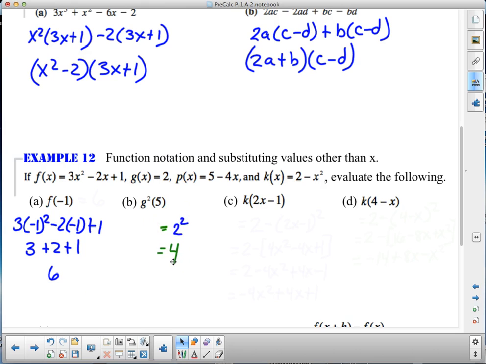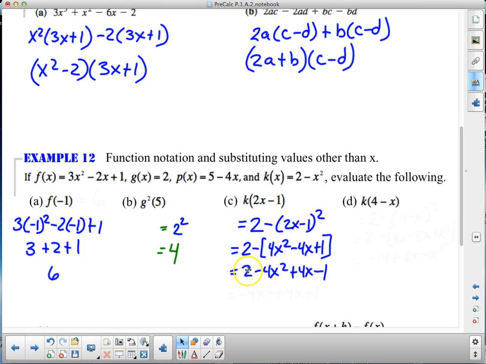Here, because it's a constant, I'm just going to square the 2, and I'm going to get 4. On this next one, I've got k, which is 2 minus x squared. So I'm plugging in for wherever I see x here, 2x minus 1. So 2x minus 1 went in for x squared. And now I just evaluate and combine like terms, so simplification. So 2 minus 4x squared minus 4x plus 1. I got to distribute the negative, and now this is going to be positive 1 at the end. Oops.